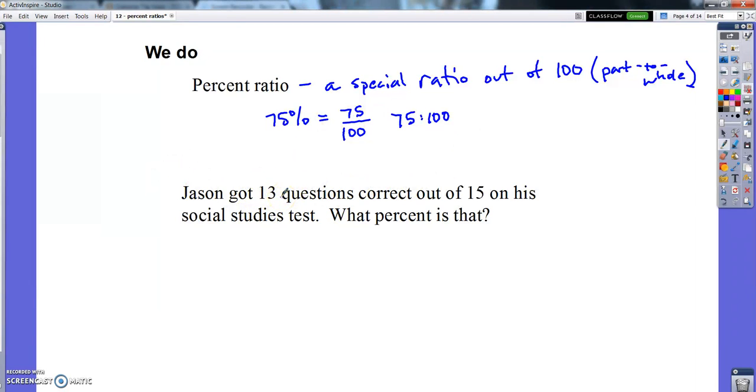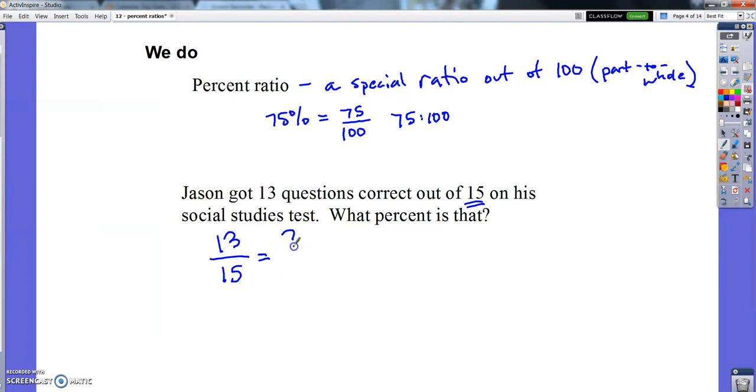Jason got 13 questions correct out of 15 on his social studies test. What percent is that? I do a lot of 15 question tests. I don't know why. I know you guys know how to calculate it for 10. You know how to calculate it for like probably 5 or 20, but 15 is a tougher one. So he got 13 out of 15, and we want to know his percent score.